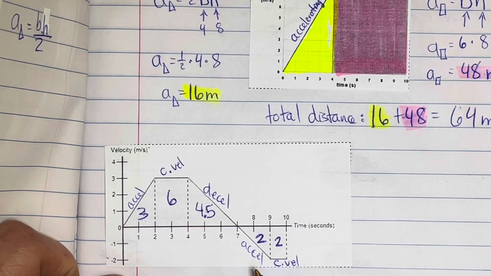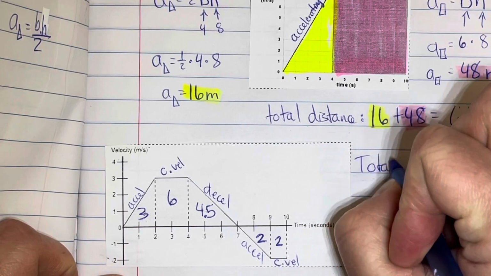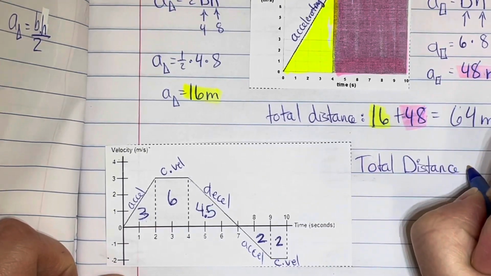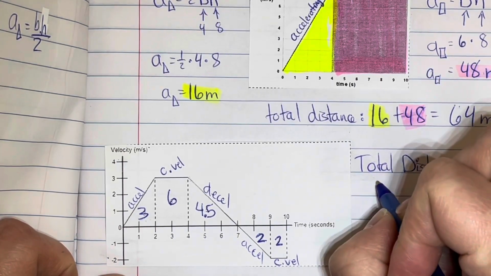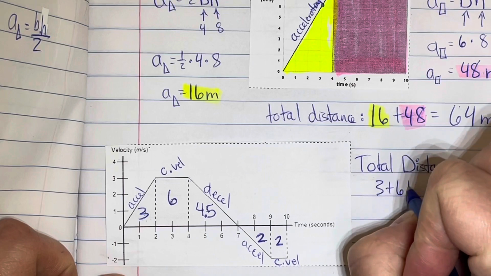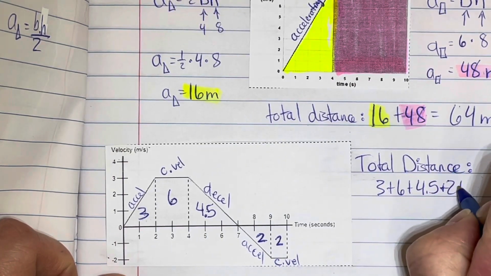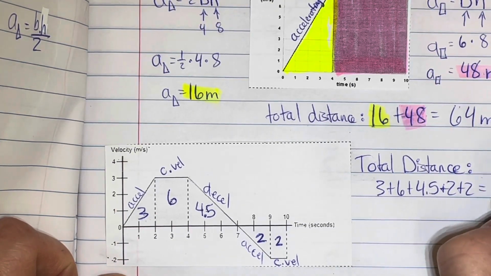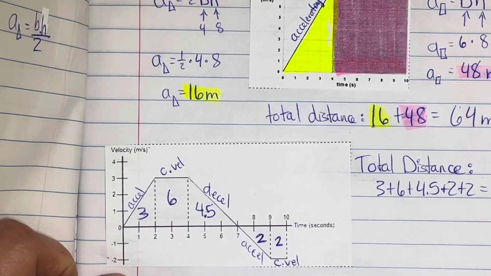Okay? So if it's asking for the total distance, direction doesn't matter. All right? How far did he travel? How many steps did he take? Okay? I just add them up. 3 plus 6 plus 4.5 plus 2 plus 2, 17.5 meters. Total distance traveled.